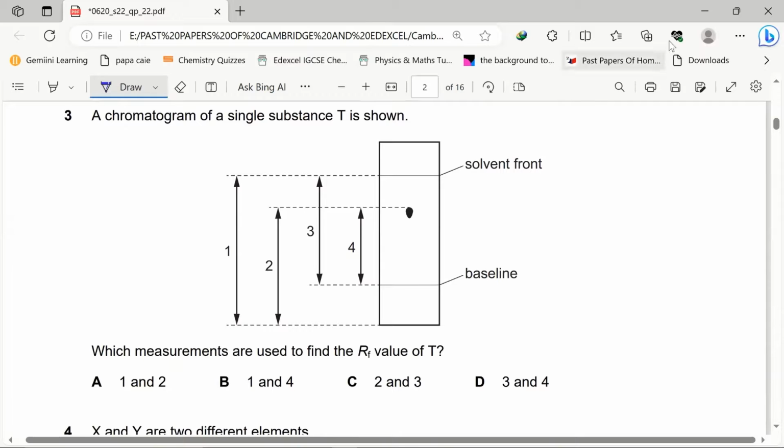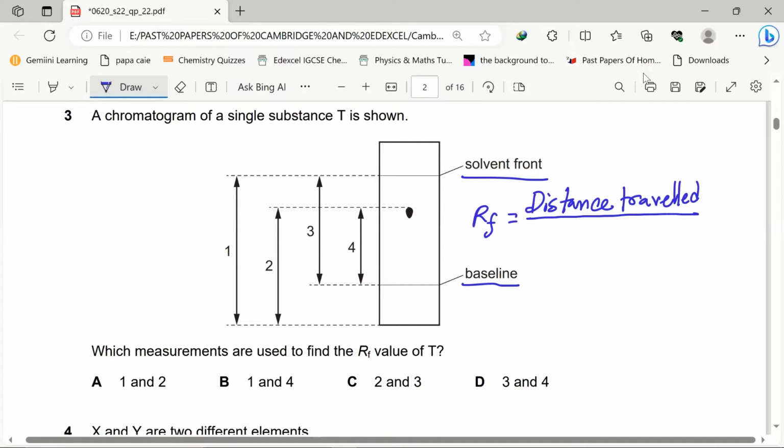Number 3. A chromatogram of a single substance T is shown. So in the chromatogram of the single substance T, we have the baseline here, the solvent front here, and different measurements given as 1, 2, 3, and 4. Which measurements are used to find the RF value of T? We know RF, which is the retardation factor or retention factor, is the distance traveled by a spot, divided by the distance traveled by the solvent.